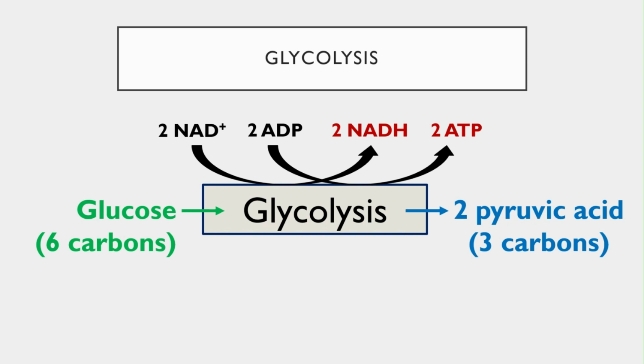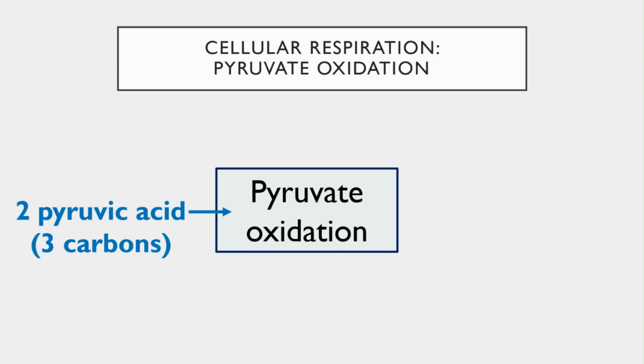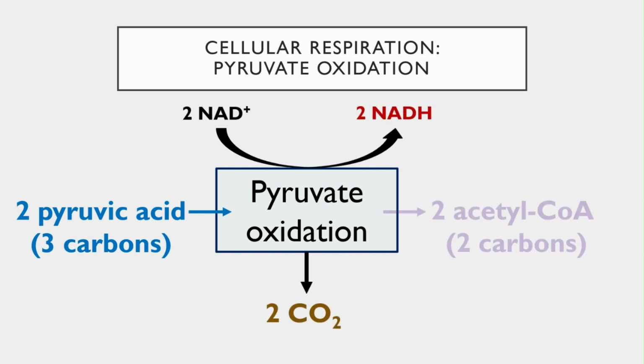Finally, let's analyze where the carbon is going. In the overall metabolic pathway, we can see that glucose is a 6-carbon molecule, and it is split in half into two 3-carbon pyruvic acids. In eukaryotes, pyruvate has to be imported from the cytoplasm of the cell into the mitochondrial matrix for further processing. Once there, it is further oxidized to create acetyl-CoA.